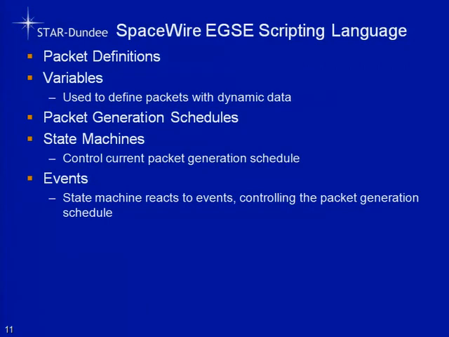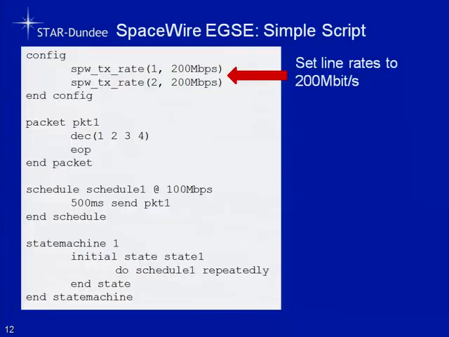We've got a state machine to emulate instrument behavior, so we can take in various events, and the state machine will respond to those events and control the particular packet generation schedule that's going to take place.